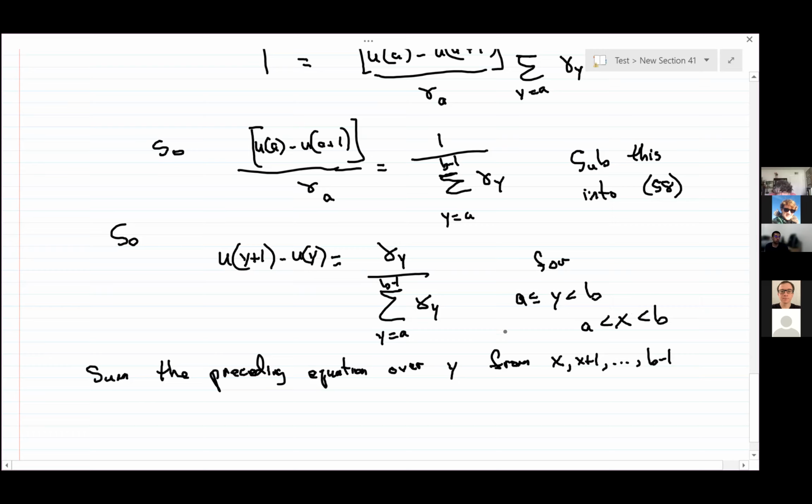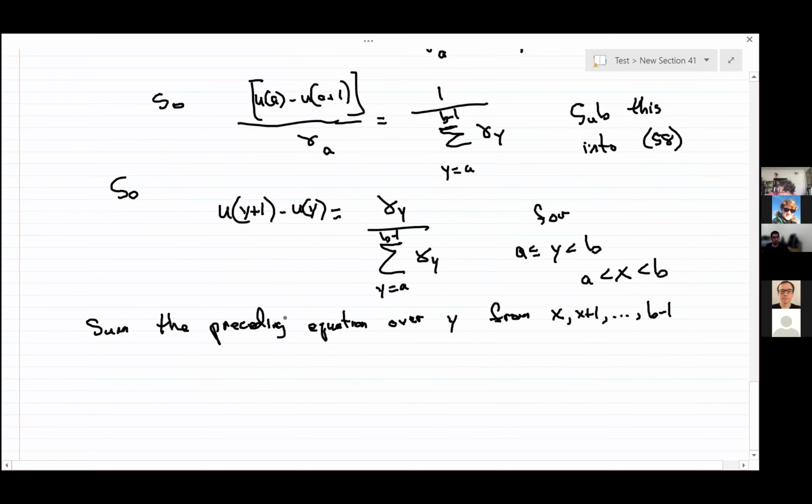So there's two different indices here. But y is going over here, and we're summing over the x values from x plus 1 to b minus 1. And if you do that, you can see on the left, you're going to get another telescoping series. So let's write it, and then we'll worry about it. So on the left, it's going to look like this sum, u y plus 1 minus uy. And that sum is going from where? Y going from x to b minus 1. So that's what's going on the left of this equation, the sum.